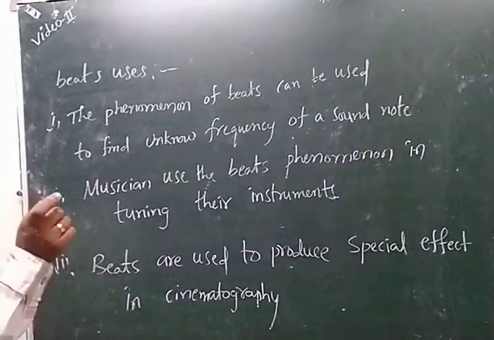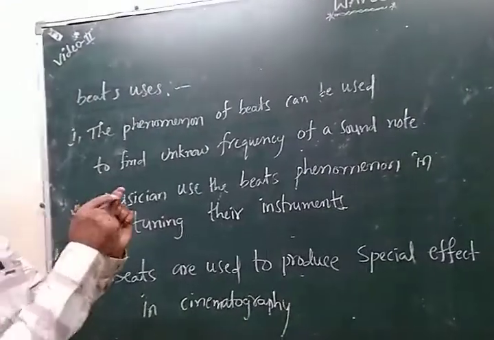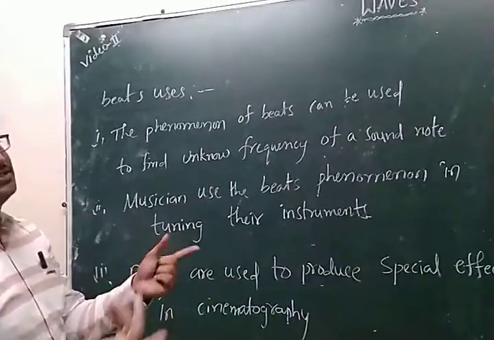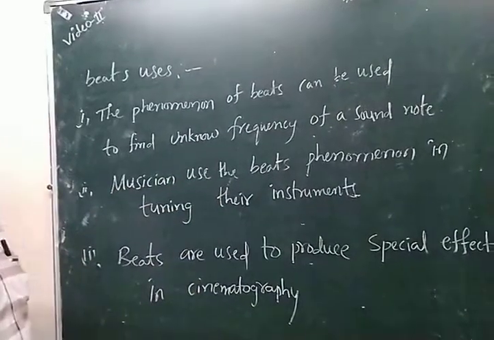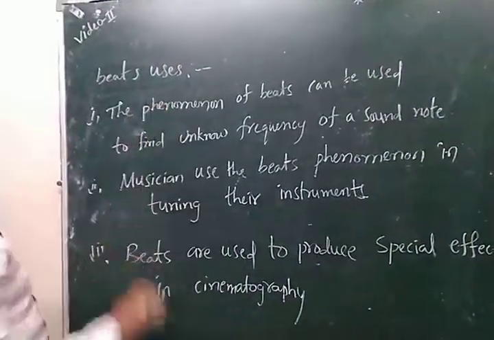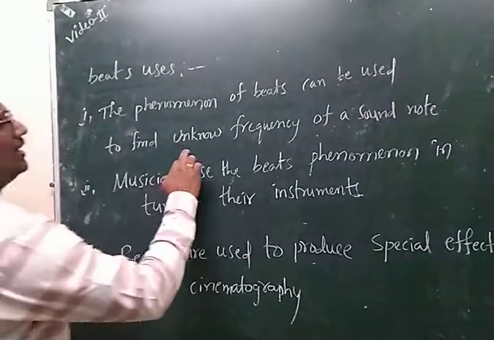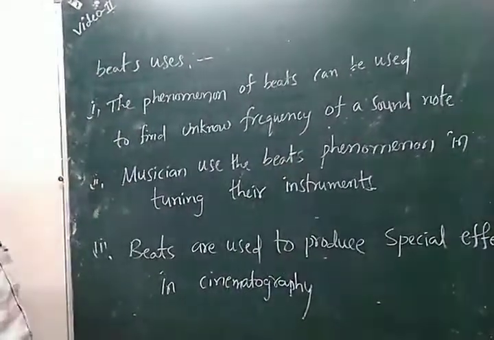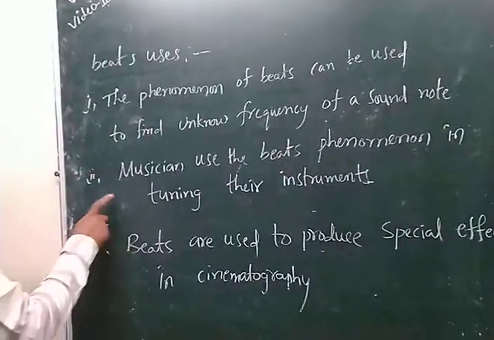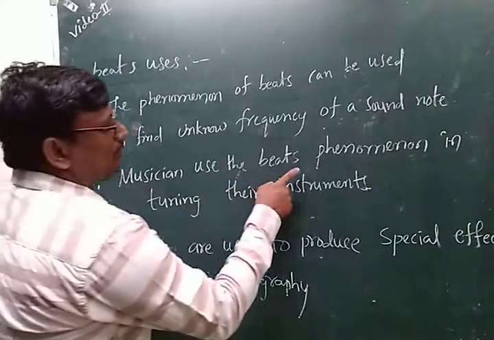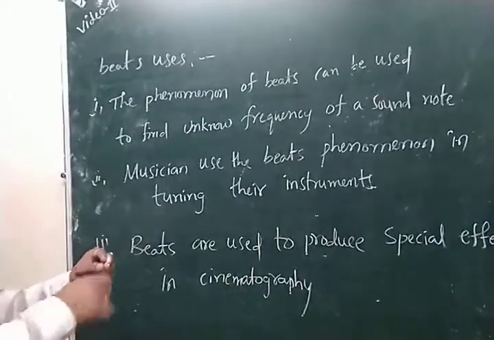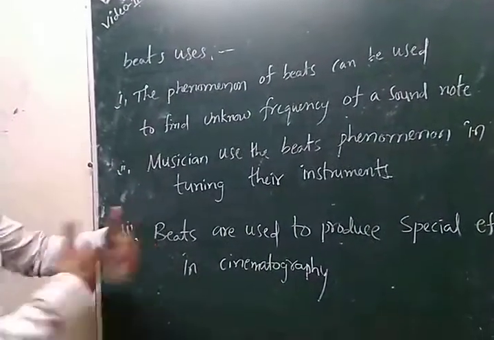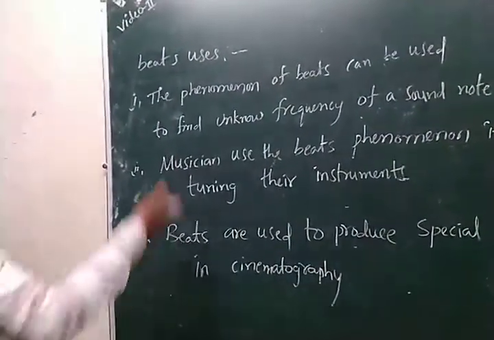When we take two tuning forks, one is producing a frequency and the other is also producing a frequency, but one value is given and the other is not. Using the phenomenon of beat frequency, we can find the unknown frequency of the sound. Next, musicians use the phenomenon of beats in tuning their instruments.